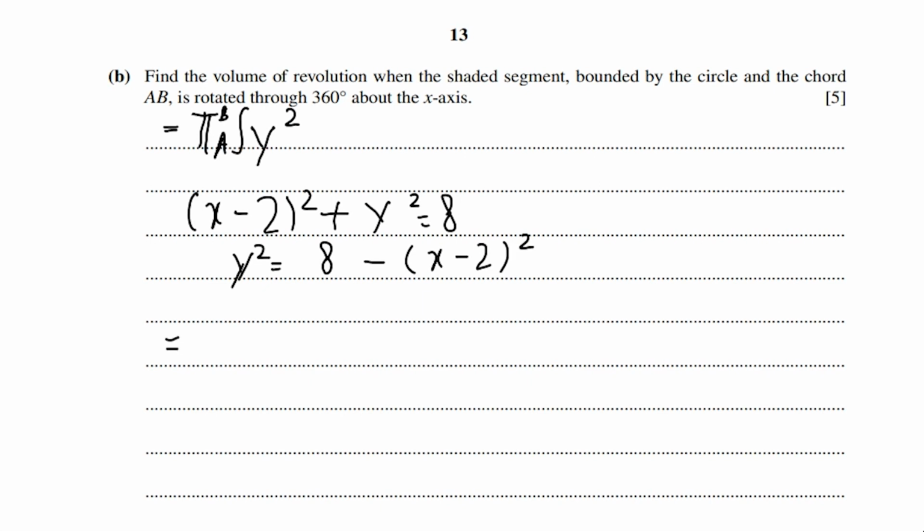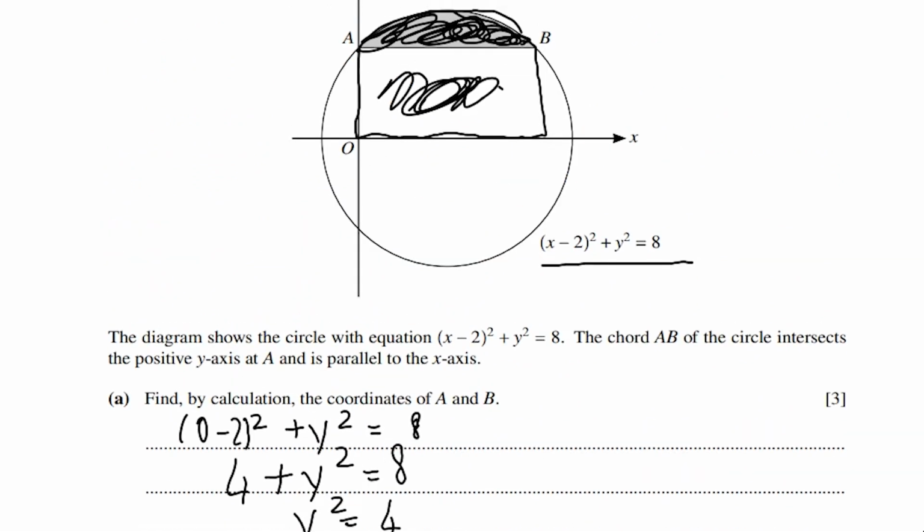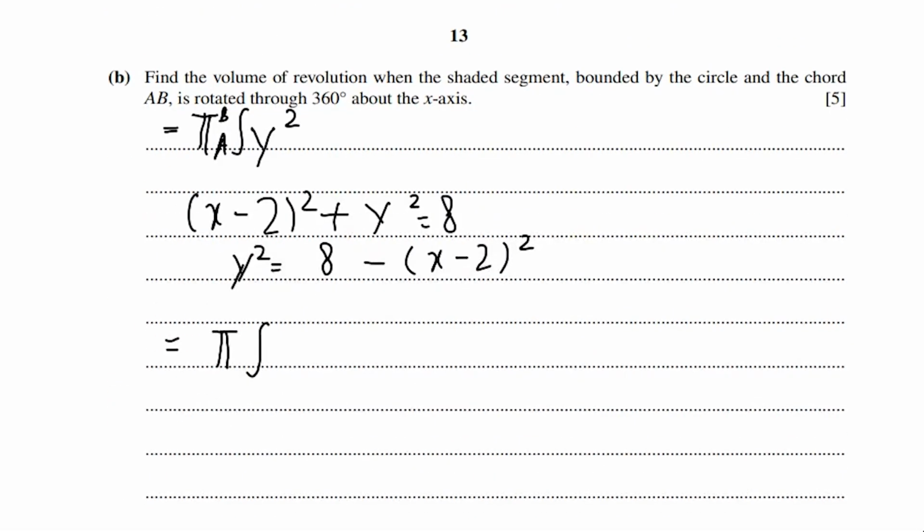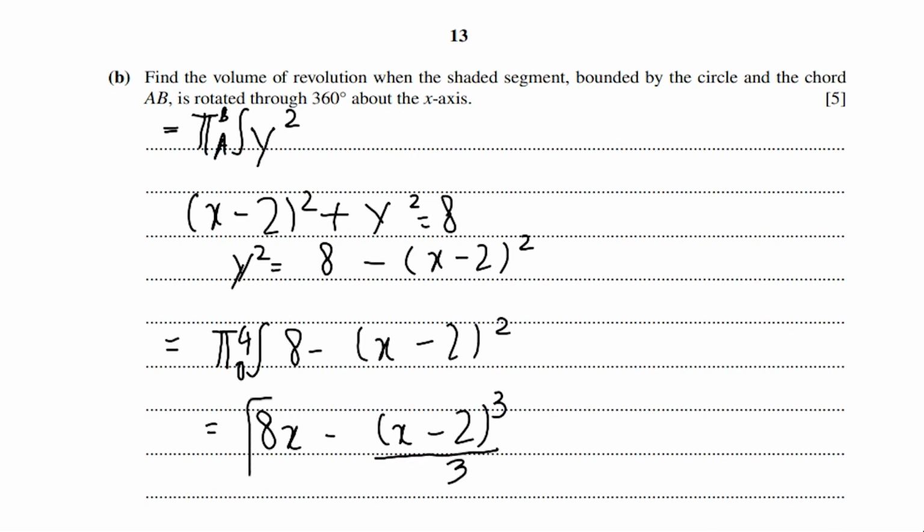And okay, so our limits for b and a are the x-coordinates of b and a. Now the x-coordinate of b was 4 and the x-coordinate of a was 0. So we'll use these limits, 4 and 0, and 8 minus (x minus 2) whole squared. We have to integrate this thing. Now this will be 8x minus (x minus 2) cubed divided by 3. We have integrated it, applying the limits. The limits were 4 and 0, and we have to multiply it with pi.